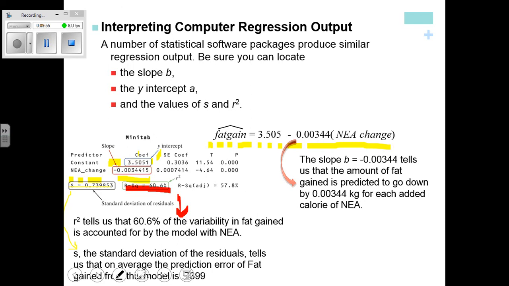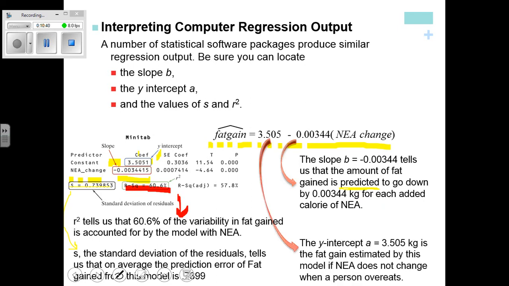To interpret the slope b: now remember, in regression, we call slope b and the y-intercept is generally a. The slope b equals negative 0.00344 tells us that the amount of fat gained is predicted to go down by that amount for each added calorie of NEA. So each 1 unit increase in X is how much is predicted to be changed for the Y. Make sure you include that predicted. That is key, because this isn't going to happen every time. That's just what the line is predicting that it'll happen on average.